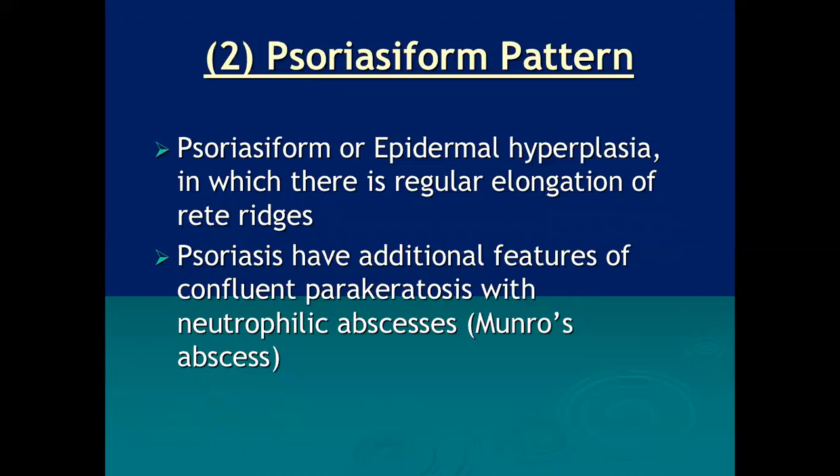Lichen planus. The second reaction pattern is the psoriasiform pattern. Psoriasiform or epidermal hyperplasia is the hyperplasia in which there is regular elongation of rete ridges. Please don't confuse psoriasiform pattern with psoriasis. Although all psoriasis is characterized by this psoriasiform change, in addition to this change, psoriasis will be diagnosed by the presence of confluent parakeratosis, that is parakeratosis from one edge through to the other edge of the biopsy, along with Munro abscesses.